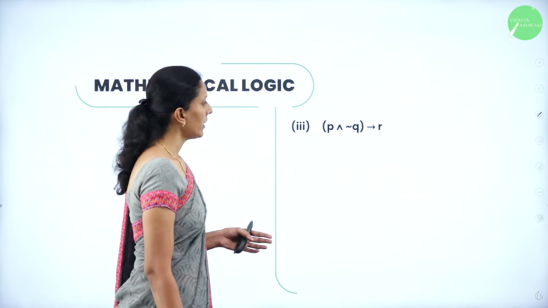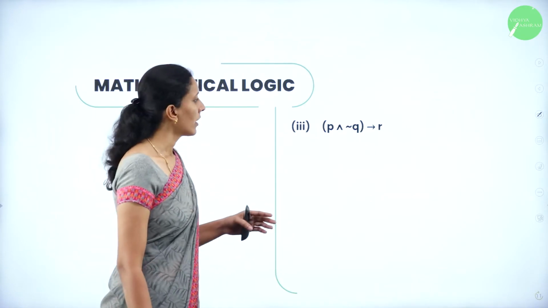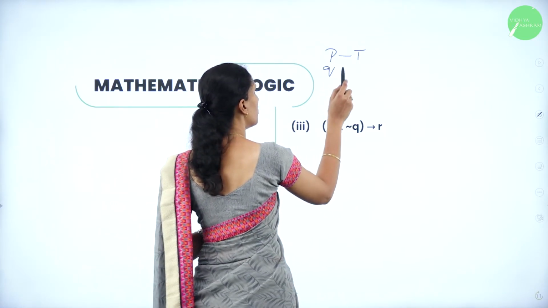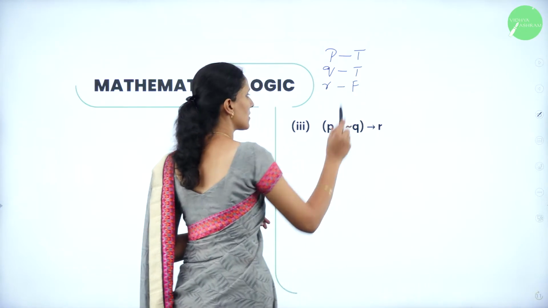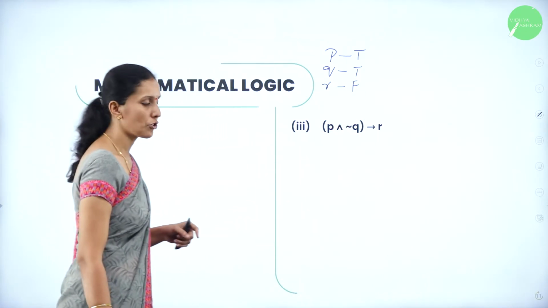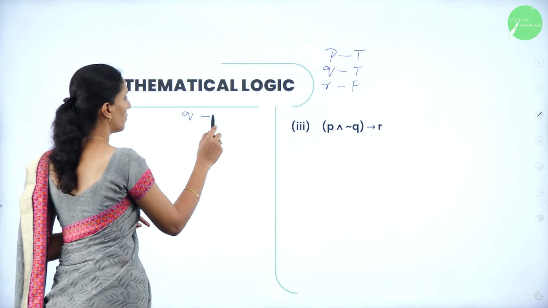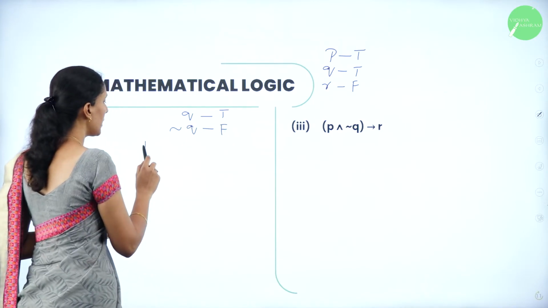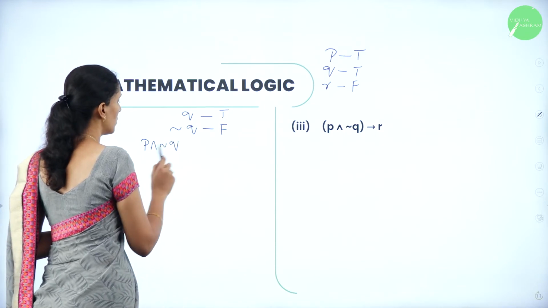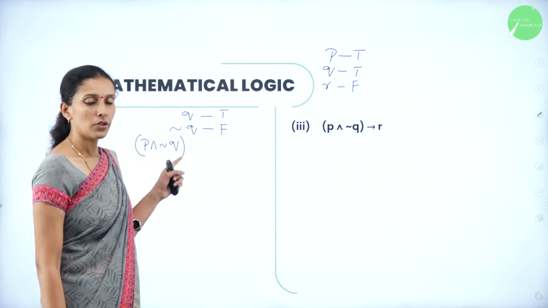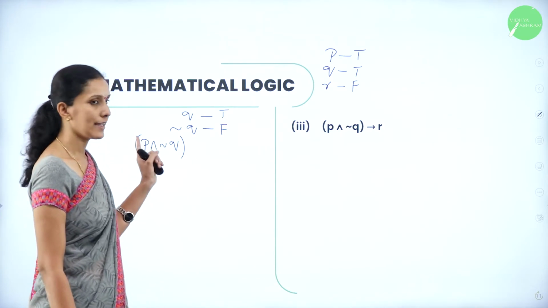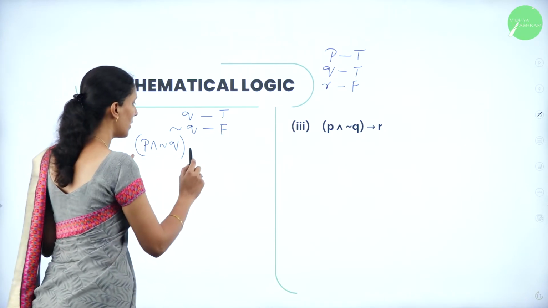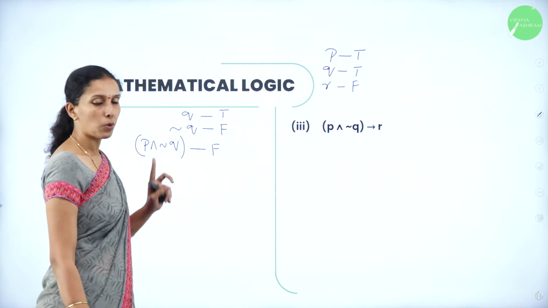Next question. P or negation Q implies R. So we have P true, Q true, R false. First, let's see negation of Q. So Q is true. So therefore, negation of Q will be false. Now, P and negation Q. This is true when both are true. In all other cases, it is false. So clearly P is true, negation Q is false. So therefore, this statement will be false because both are not true.